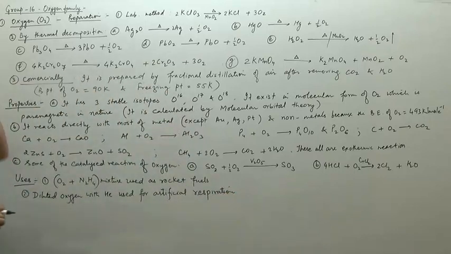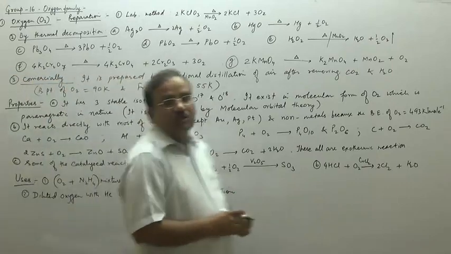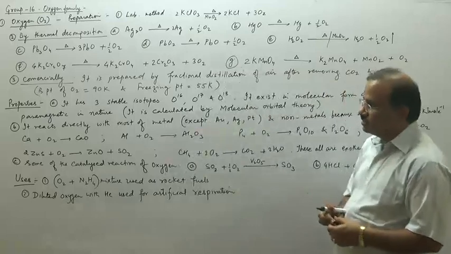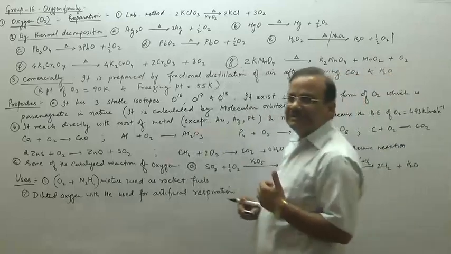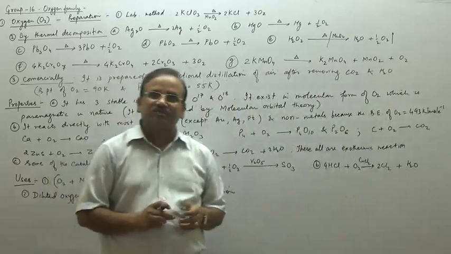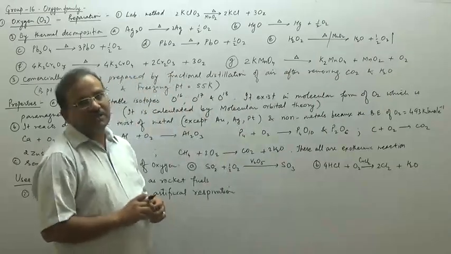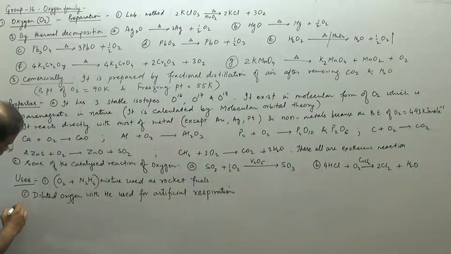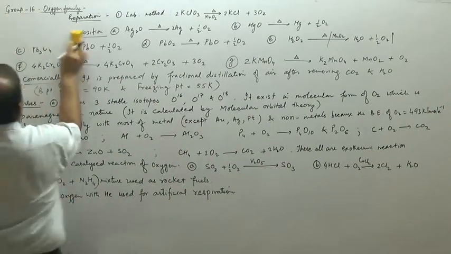So these are the uses, very important uses of oxygen. Now oxygen exists as oxides. The simple oxides and the mixed oxides, we used to write that. So let us write the formation of oxides.